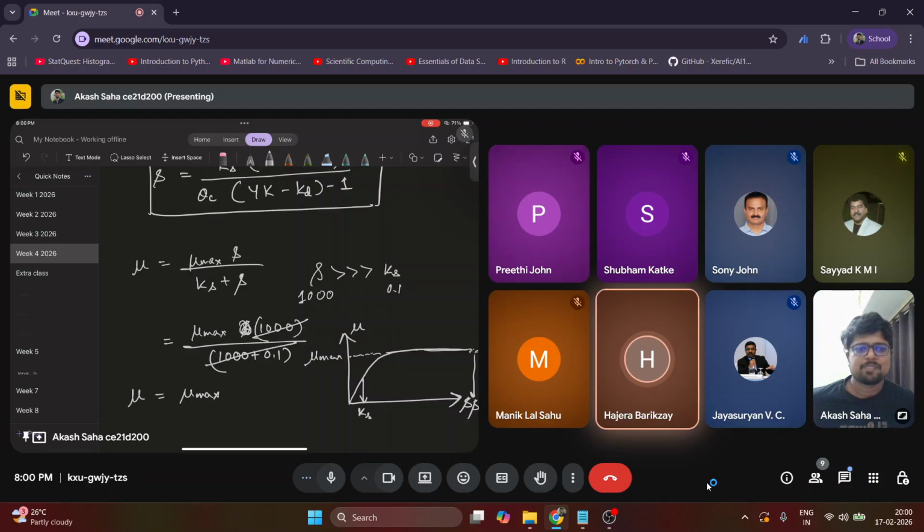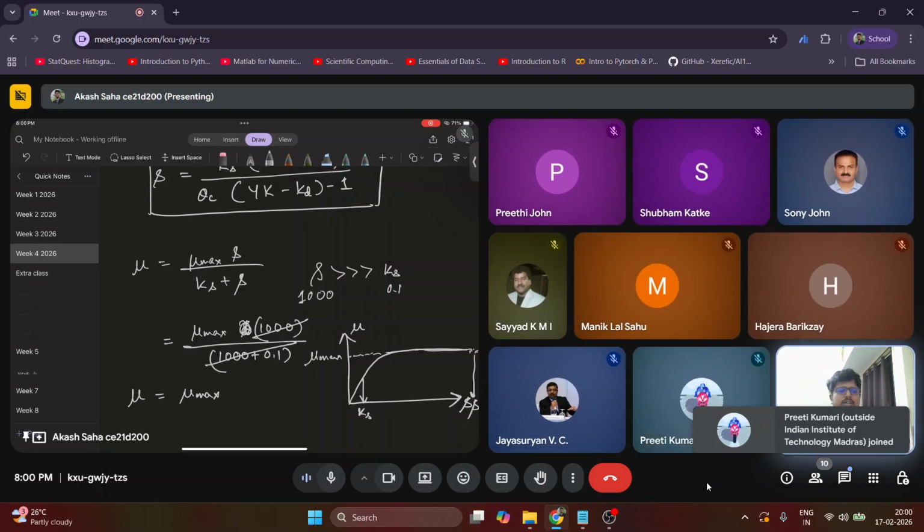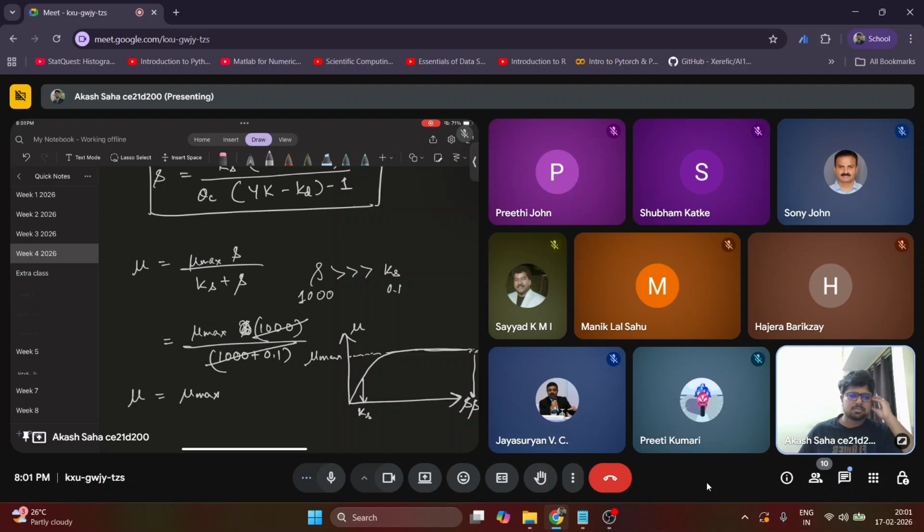Yeah, it makes sense. So here it means that S is very high compared to Ks. Whatever substrate you have provided is very high compared to the half saturation constant. So it means that the mu at that point will be achieving the maximum value, it will be achieving mu max. So that's what it means.